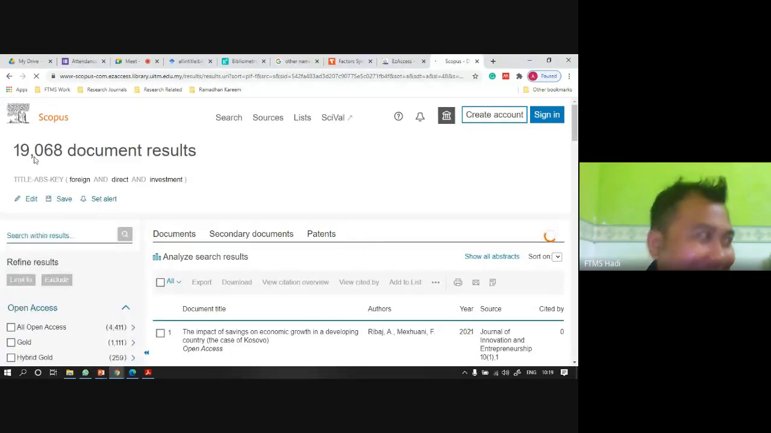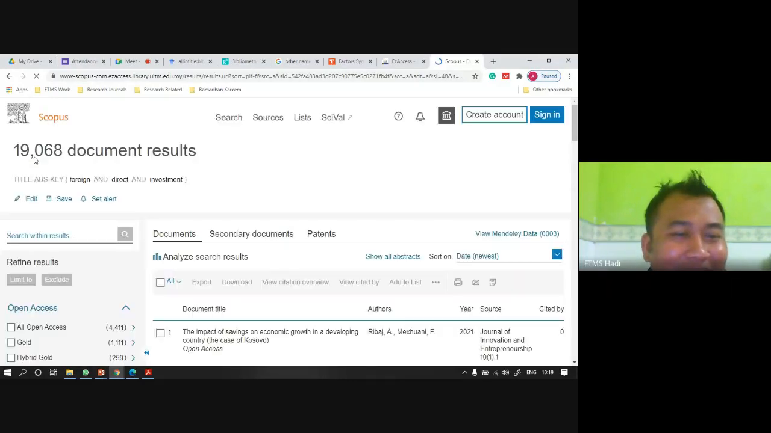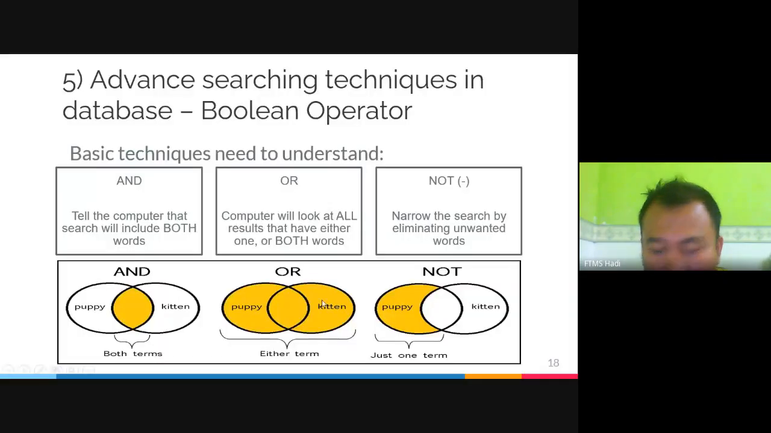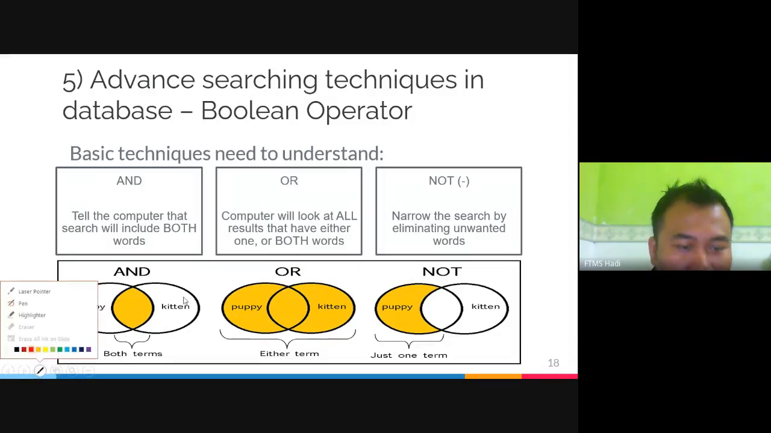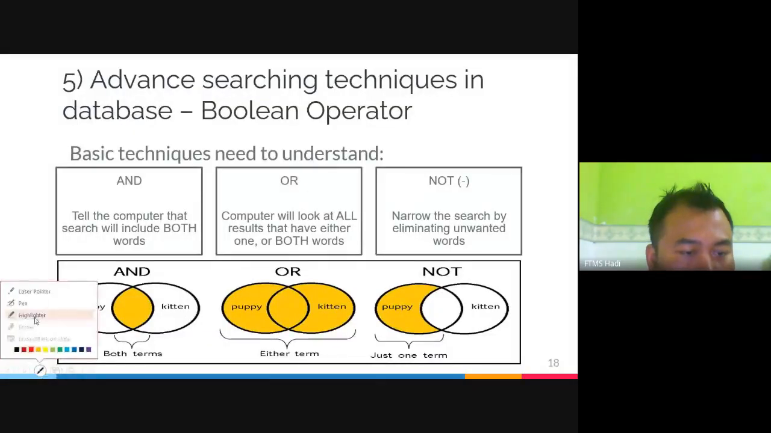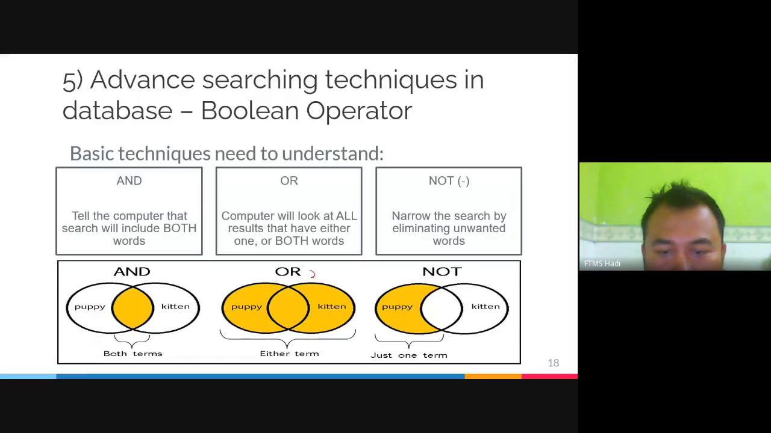Only 19,000. Okay, because there is a difference between OR and AND. That's why, as earlier when we were searching for foreign direct investment, this one gave a result of 2.7 million, but this one only 19,000. So you need to see the difference between AND and OR.